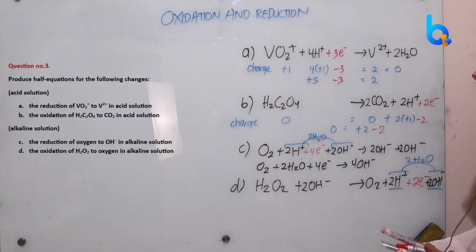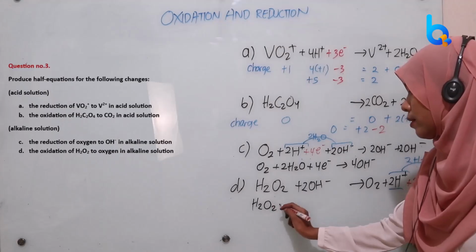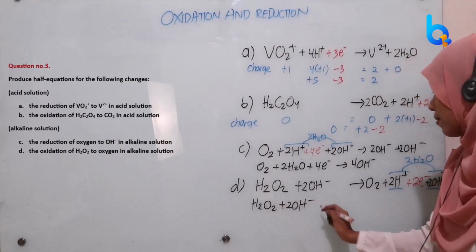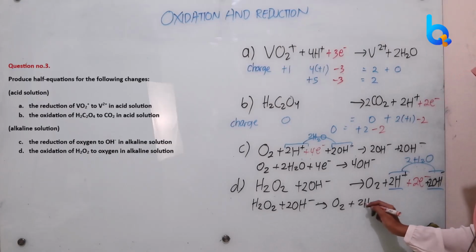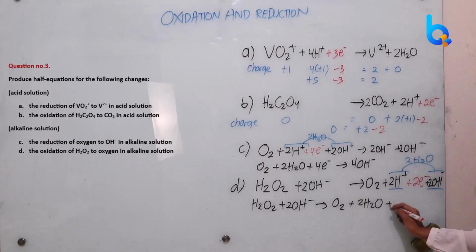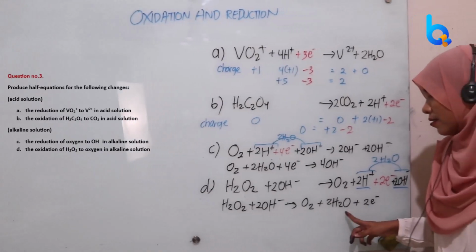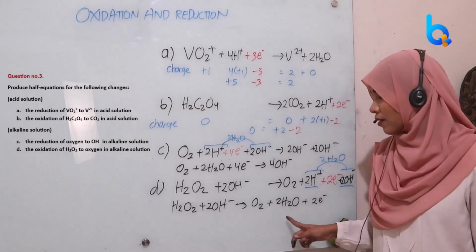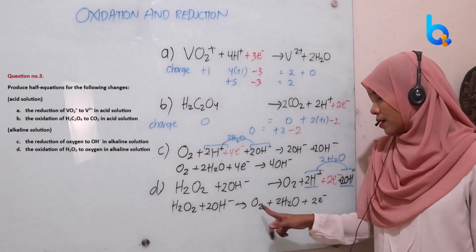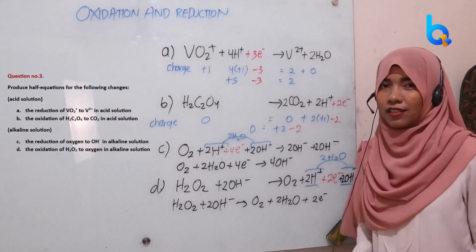Okay, so let us rewrite the equation. H2O2 plus 2OH minus equals to O2 plus 2H2O plus 2 electron. So this is our final answer, since we cannot cancel the water molecule because water only appears on one side of the chemical reaction. Okay, that's all for this question.